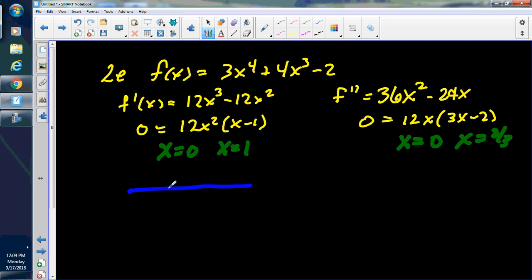So here, at 0, we add 0. At 1, we add 0. Now we take a number larger than 1 and plug it in. We're going to get positive. A number between 0 and 1, like a half, this part here is going to be negative, so we'll have a negative. And a number smaller than 0, both pieces are going to have a positive times a negative. And so we're going to have a negative.